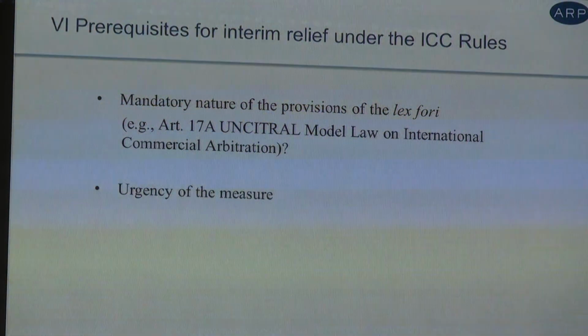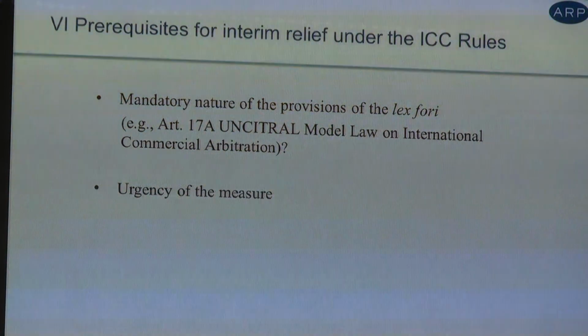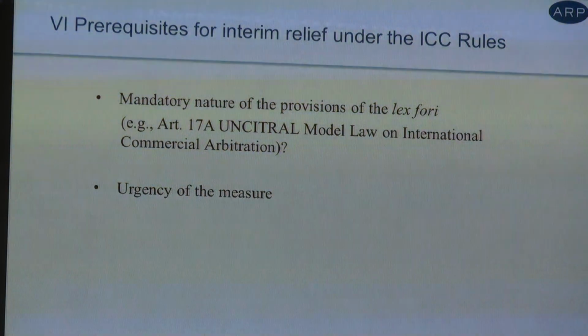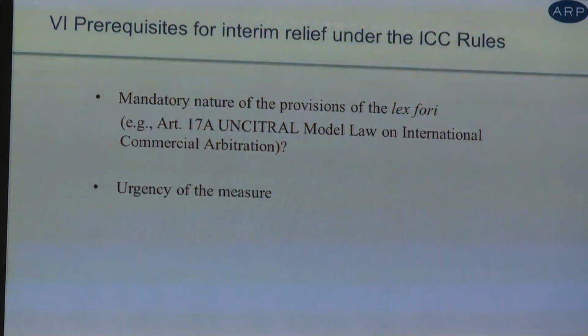The question is, in the ICC rules of arbitration, we have no prerequisites. They simply say, for the purpose of ordering interim relief, there must be urgency to the point that it cannot await the constitution of the arbitral tribunal. So this is the greatest possible flexibility. And an arbitral tribunal will have to assess, is it bound by the provisions of the lex arbitri to issue interim relief, for example, by Article 17A.